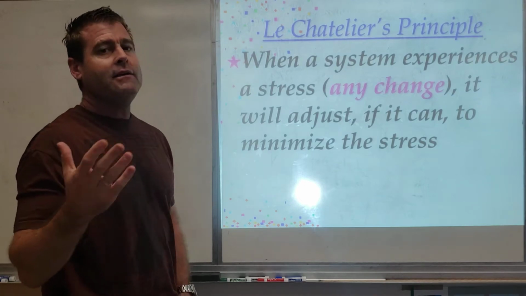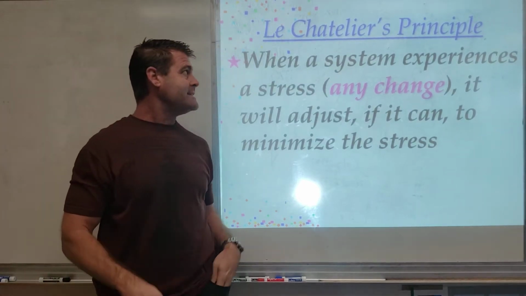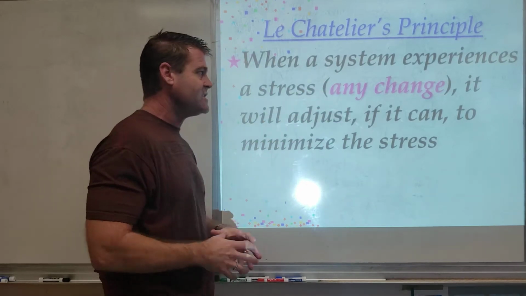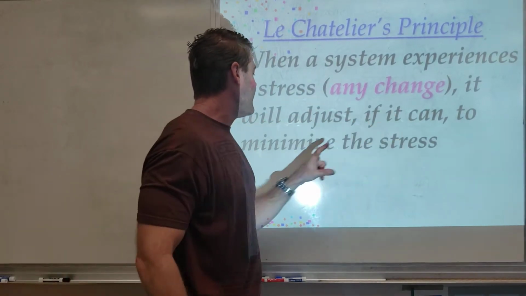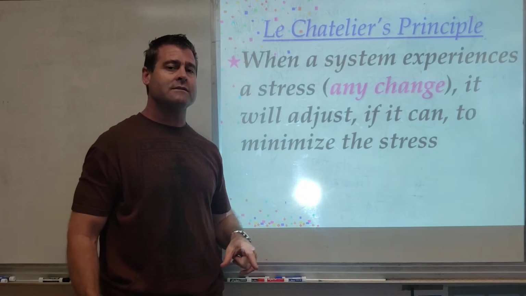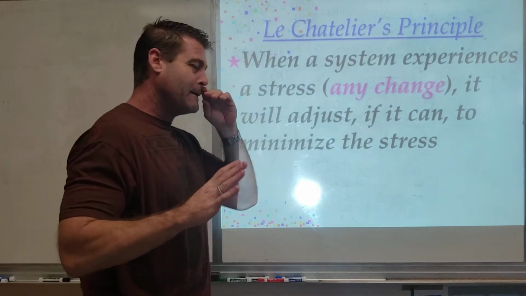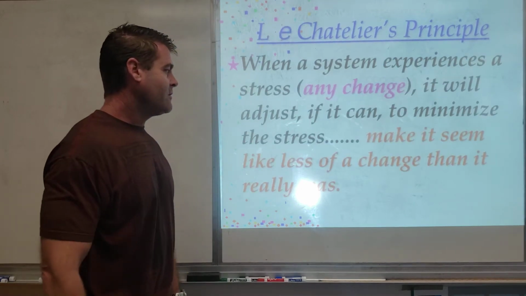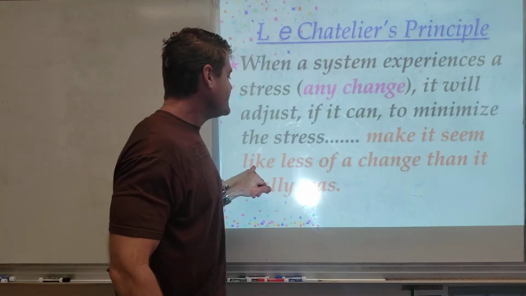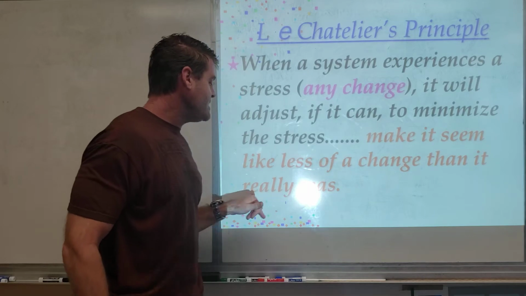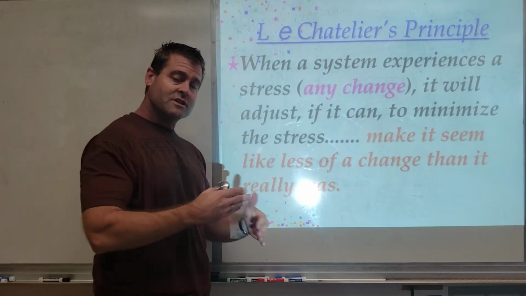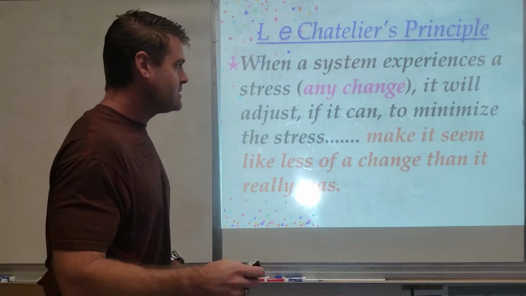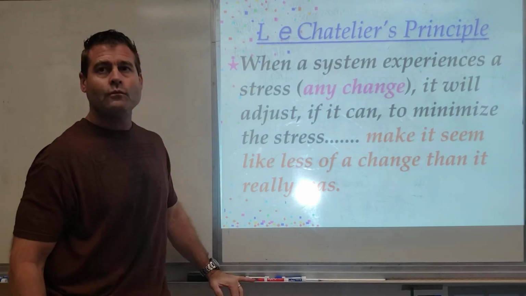And he did experimentation and recognized that when a system experiences a stress, a change, you change it somehow, it will adjust if it can to minimize the stress. Okay, I know it's kind of hard to understand, but we'll try to help you understand that here in the next few minutes. What we're saying is it makes it seem as though there was less of a change than it really was. So it's going to shift. The equilibrium is going to shift in such a way to minimize the change.